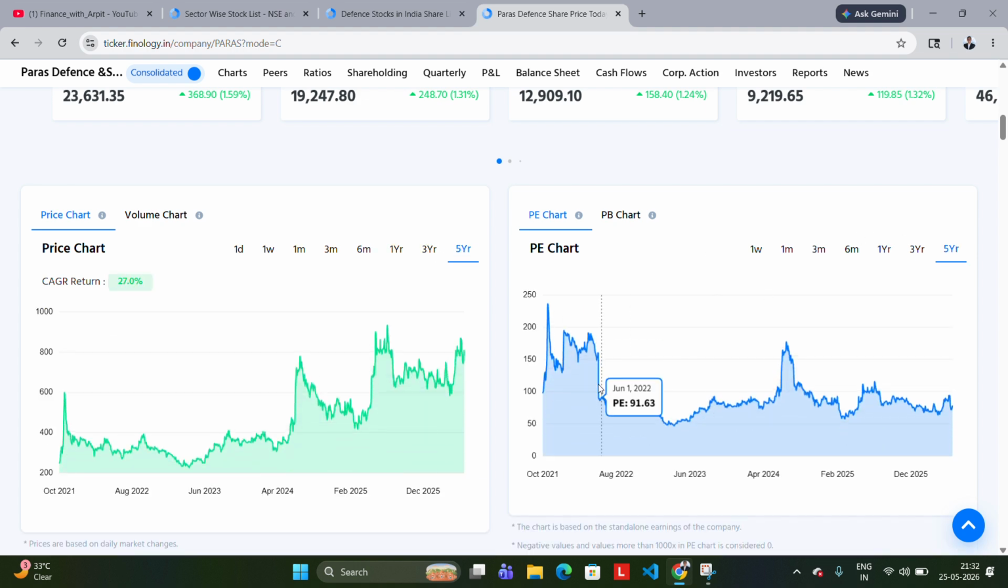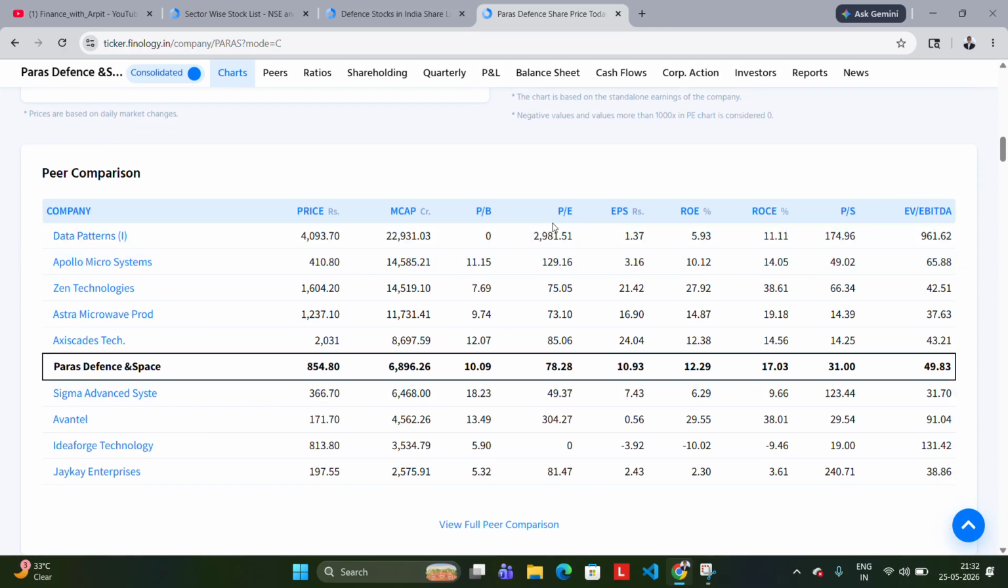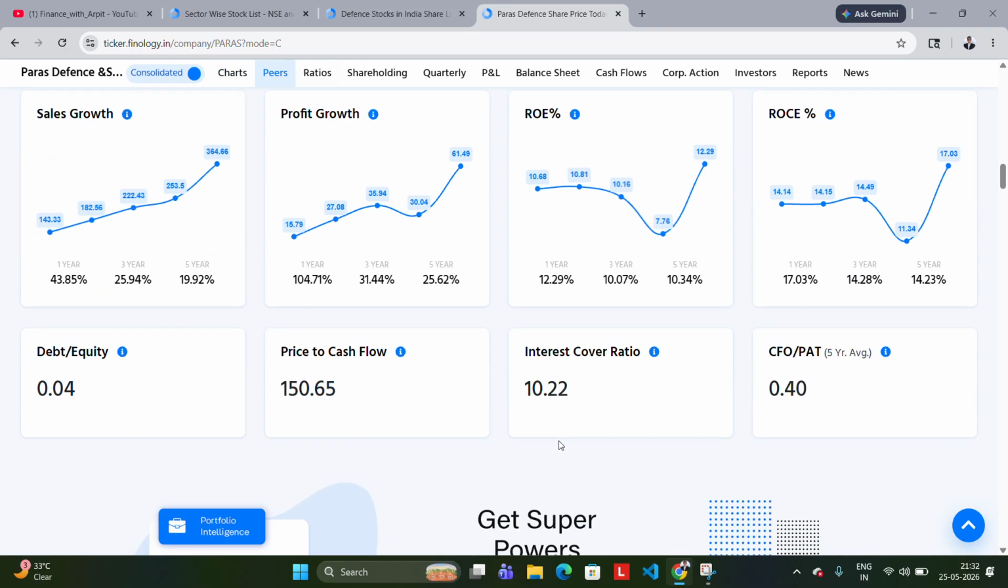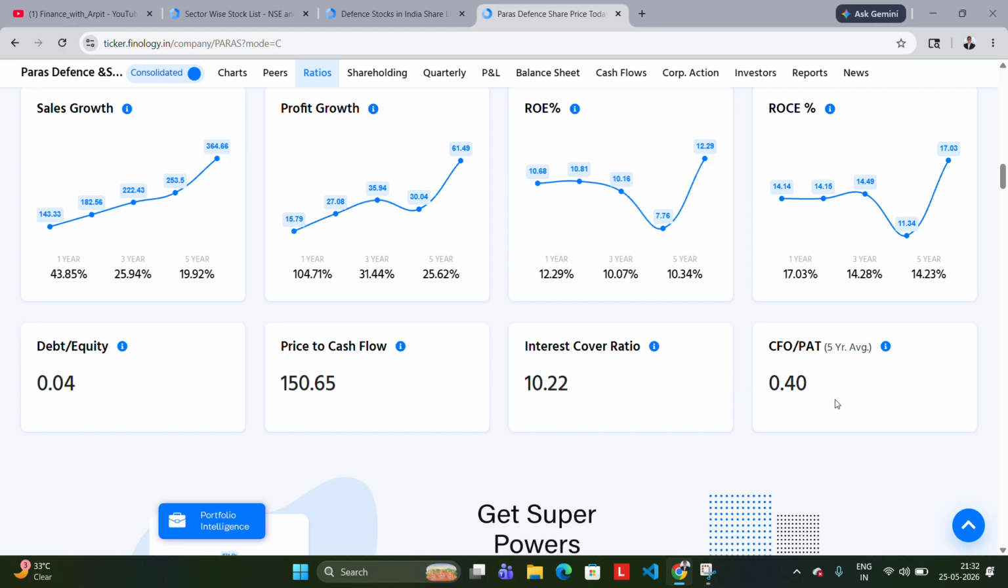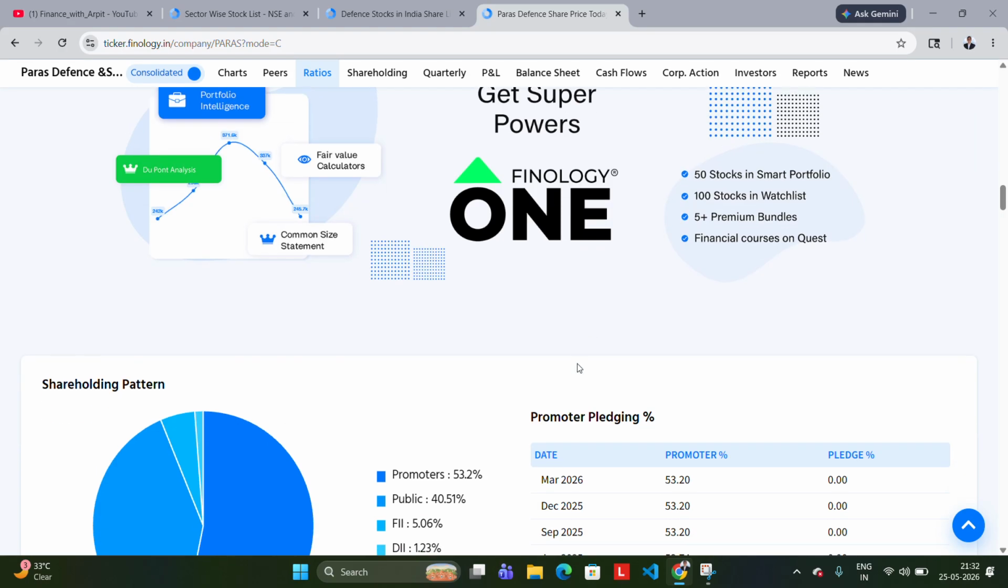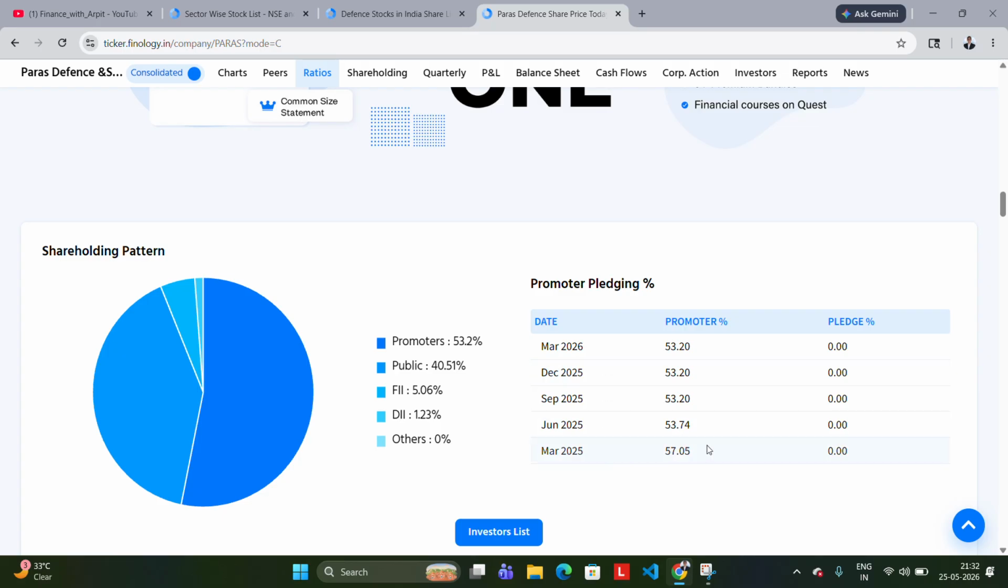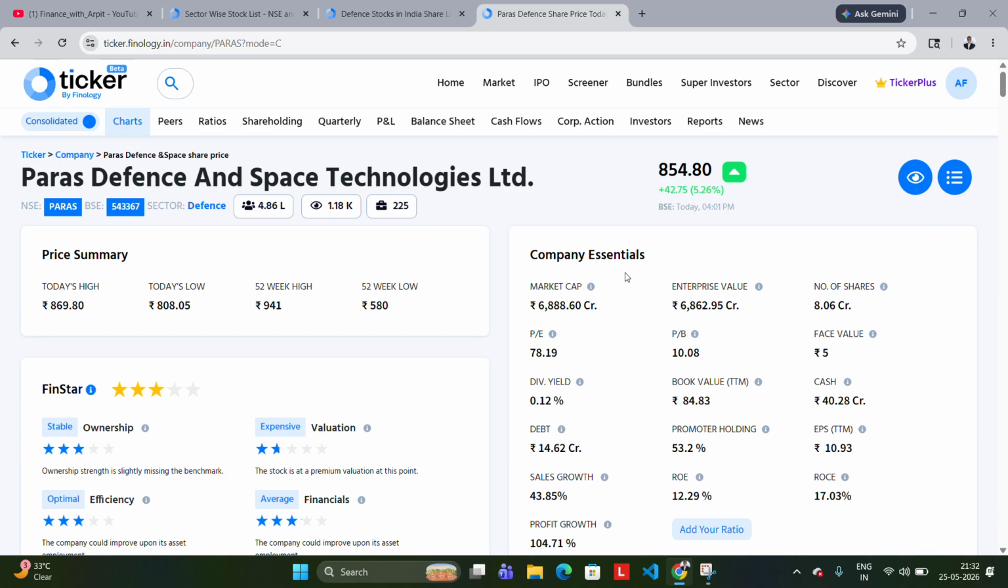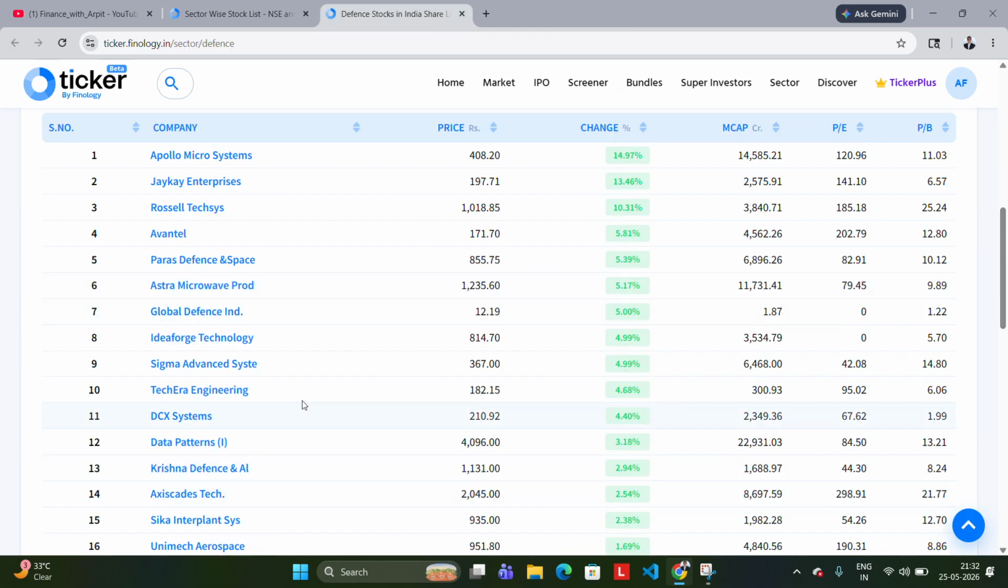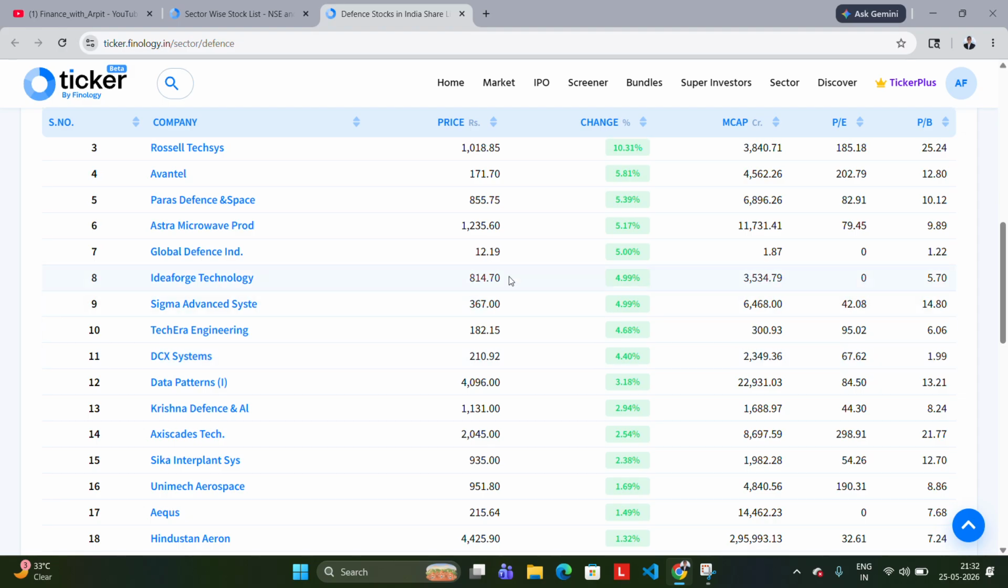From the 5 year chart, we can see the P/E ratio is a bit lower than it should be. ROE and ROCE again increase. CFO compared is not as promising. And the promoter holding is also continuously decreasing. So according to me, it may give short-term profit, but it's not a good business idea. Right? Let's see this.